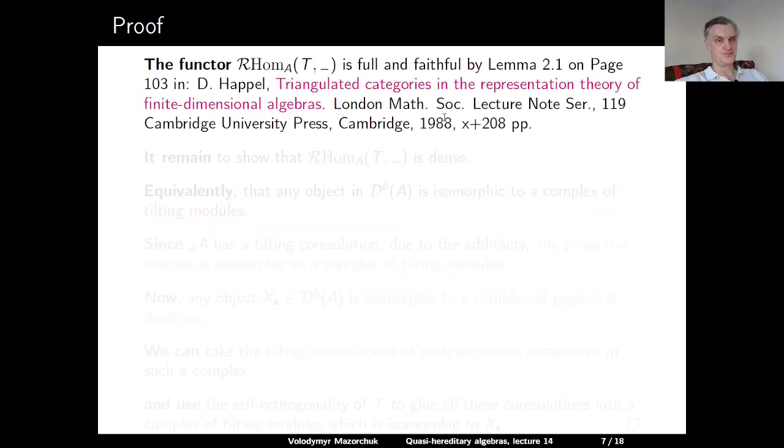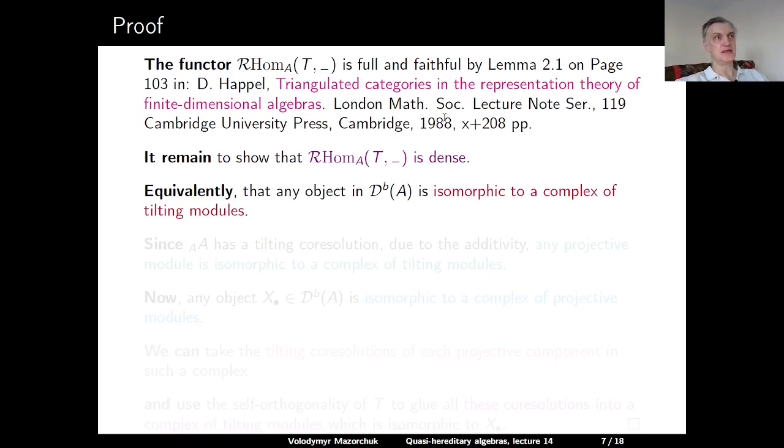So let's prove it. First of all, already in the previous lecture, we saw that this functor is full and faithful due to a lemma in Happel's book on derived categories. So what we need to prove is that this functor is dense. It is easy to see that an equivalent condition for this functor being dense is the property that any object in D^b(A) is isomorphic to a complex of tilting modules as an object of this derived category. So we are talking about isomorphism in the derived category.